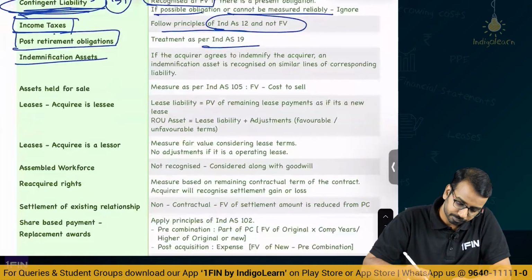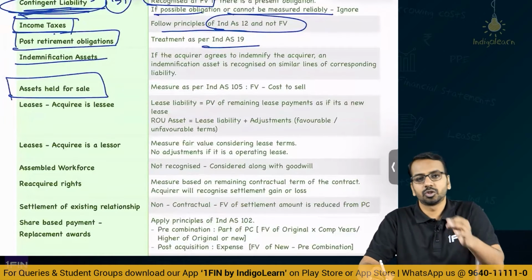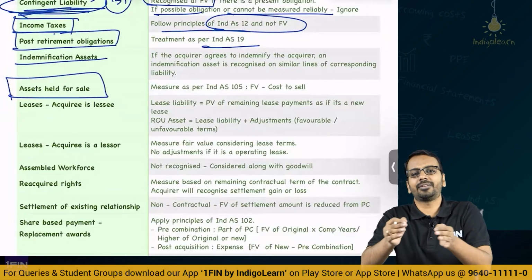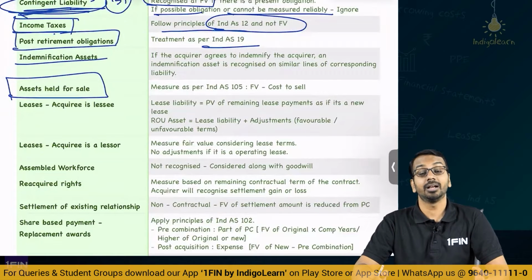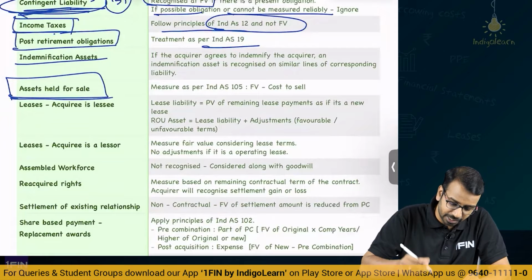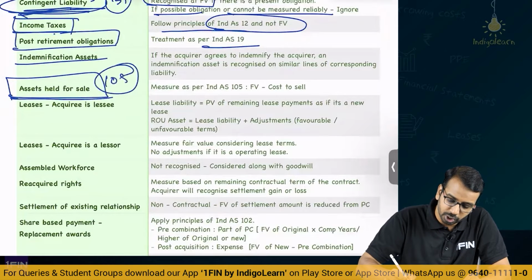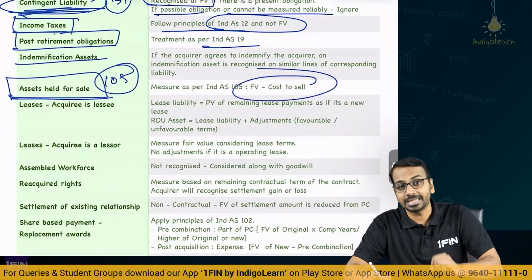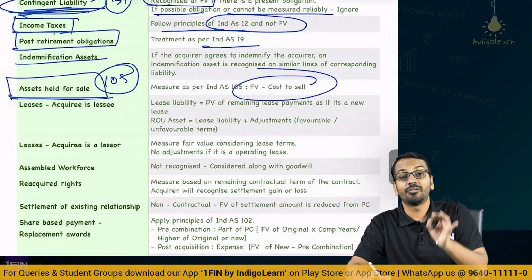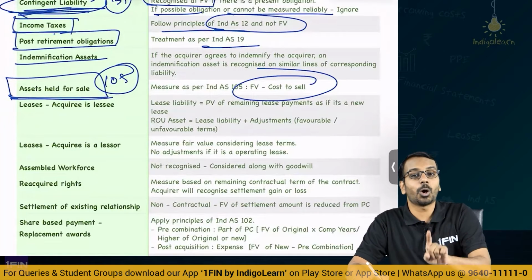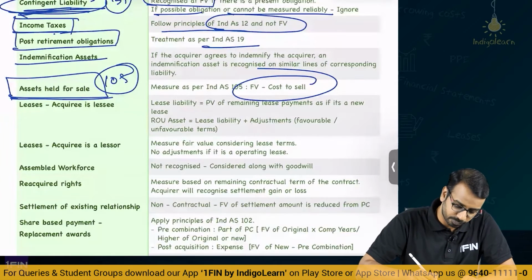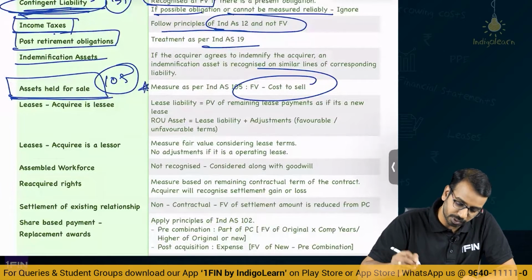Then assets held for sale. So normally I told you everything is accounted at fair value. But if it is an asset held for sale which is covered by Ind AS 105, you will measure at fair value less cost to sell. You will not measure it at fair value. Please note this very important adjustment for examination.